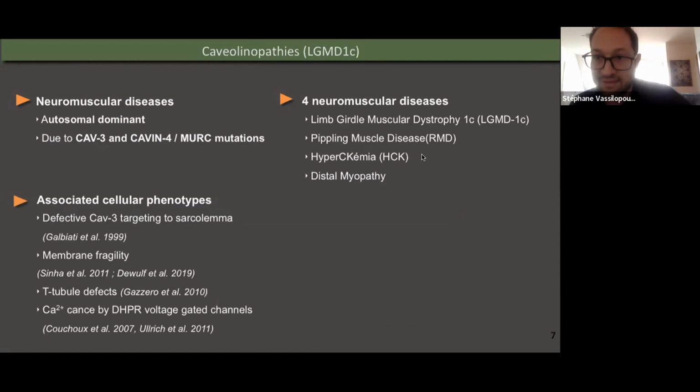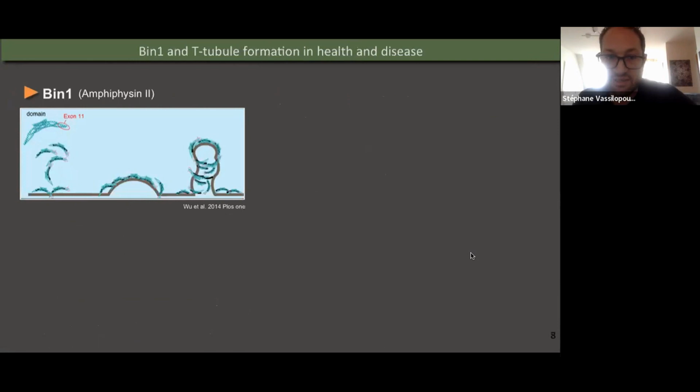The first one is that caveolin 3 is no longer targeted to the sarcolemma. Well, in fact, I will show you later in this presentation that it still is, but a large proportion of the caveolin 3 is retained in the Golgi. It has been proposed that myotubes or muscles from patients with caveolinopathies have a membrane fragility. The T-tubule defects have been quite well shown before, and also that there is a calcium defect with the DHPR. So again, a defect in the T-tubule function, not the formation, but function this time.